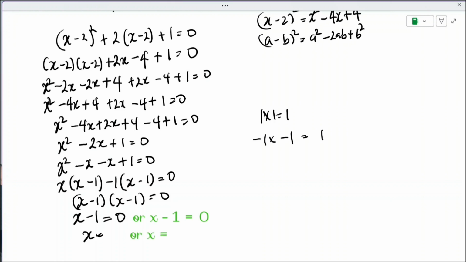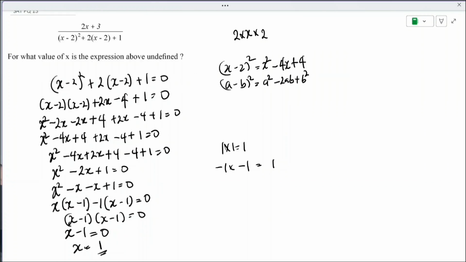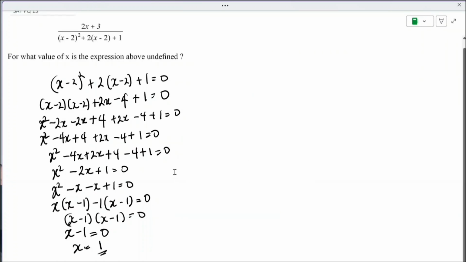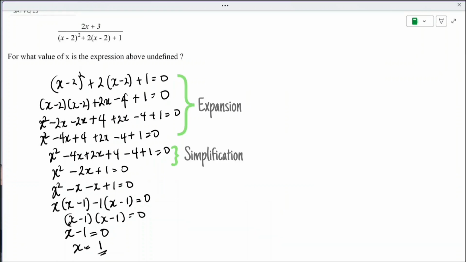x equals minus 1 crosses the equals sign, turns to 1. x is 1. So the answer to this question is x is 1. The summary of this method is you expand, you simplify, and solve for x by factorizing the quadratic equation.